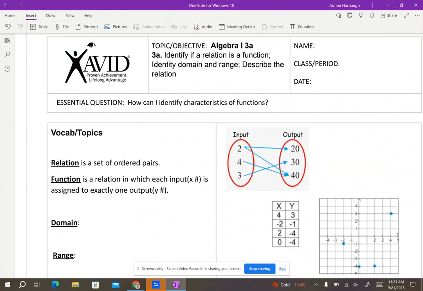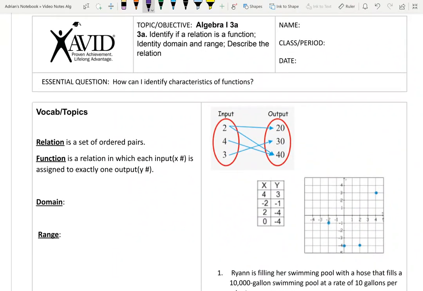So Unit 3 is all about functions. So we're going to start with talking about if something is a function, and then talking about domain and range. So first we're going to talk about what a relation versus a function is. So a relation is just a set of ordered pairs. So it's kind of like what we have over there to the right.